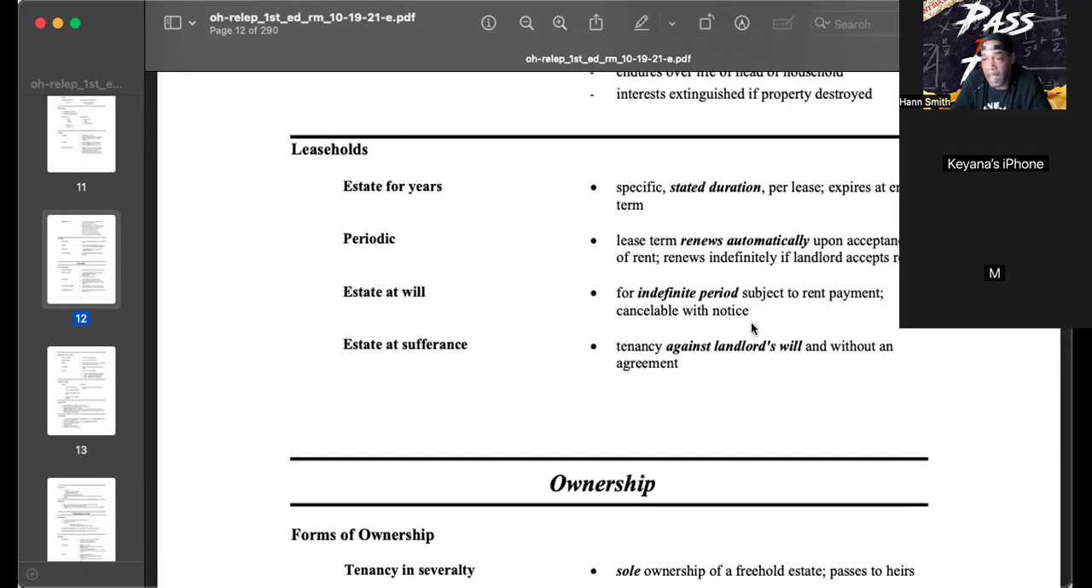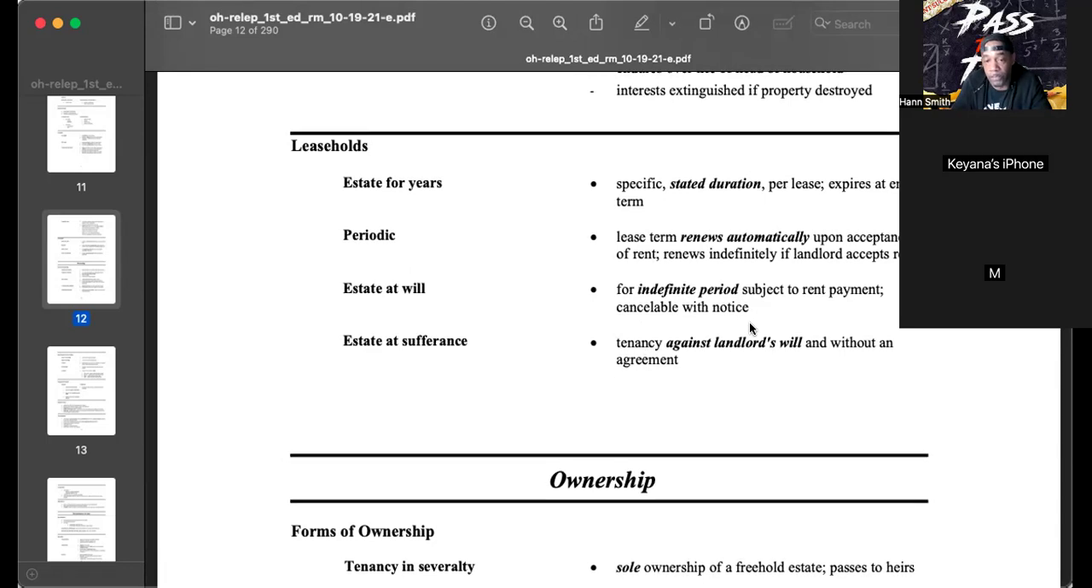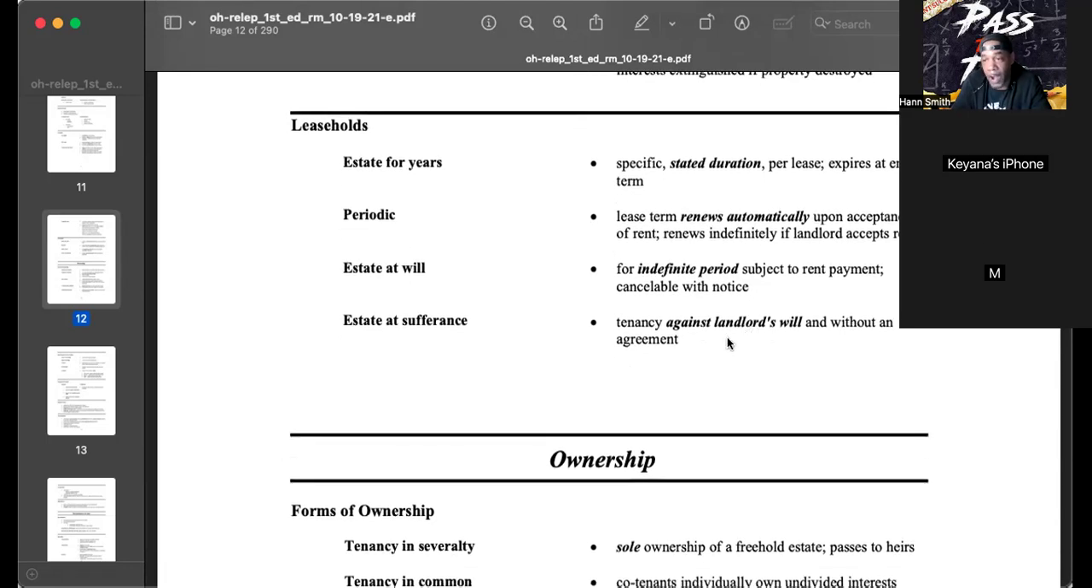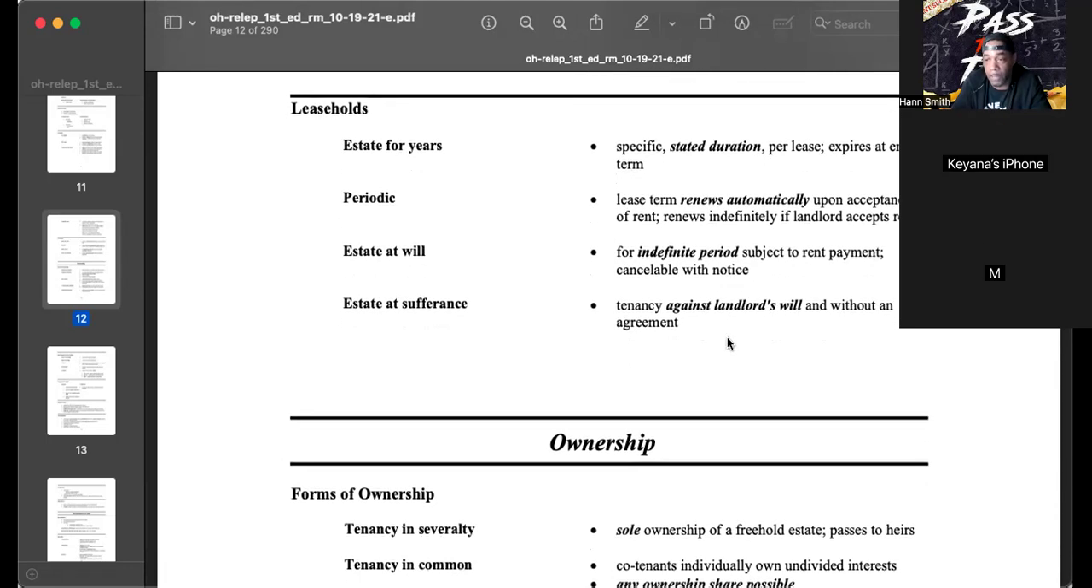So it's only cancelable with a notice. Once you notify them, hey, vacate the property in 60 days or whatever it's going to be, they'll have to leave the property at that time. And then the estate at sufferance is a tenancy against the landlord's will and without an agreement. All right. That one's easy: the landlord suffers, and this is a squatter, somebody like that.